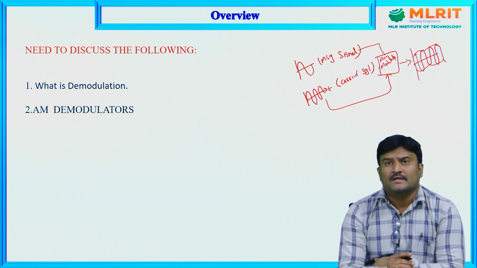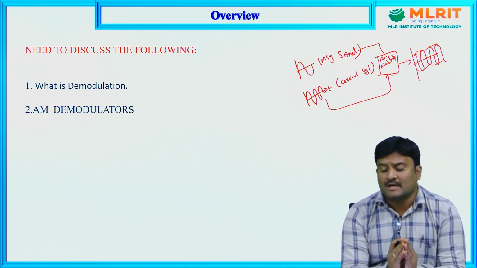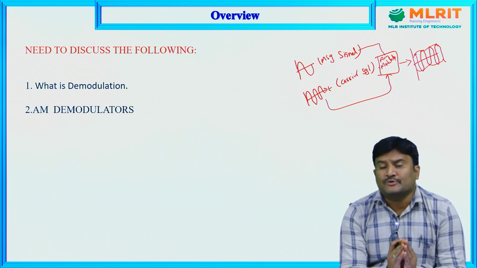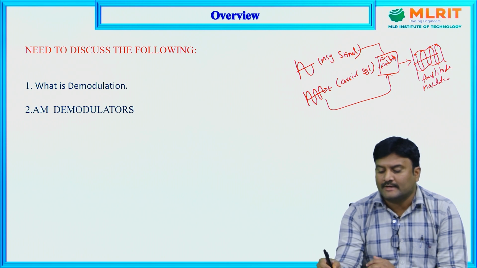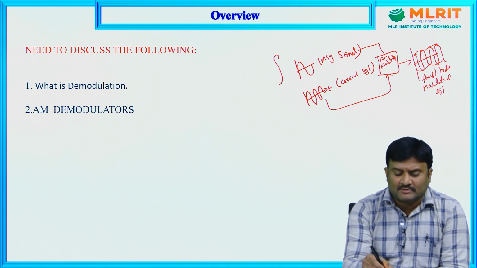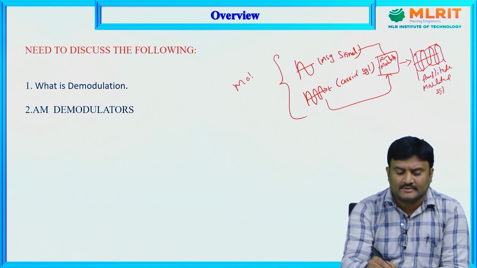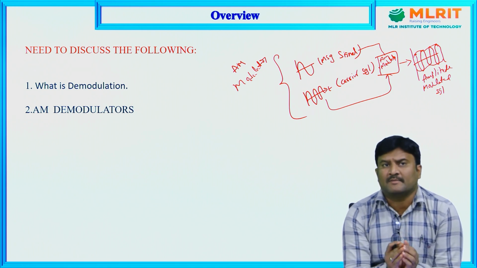That means the modulation process definitely needs two signals. One is information and the second one is the carrier. The output is an amplitude modulated signal. Therefore, this entire process is called AM modulation. The exact opposite of this is nothing but demodulation.